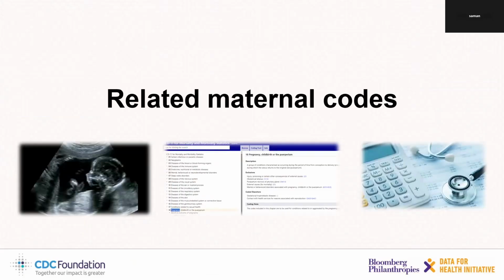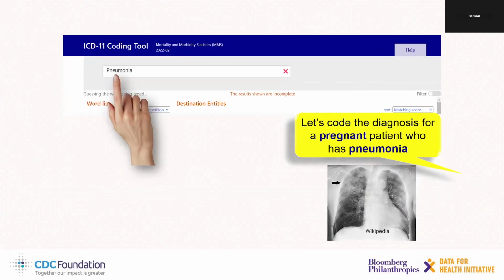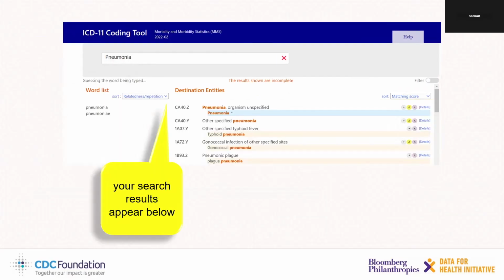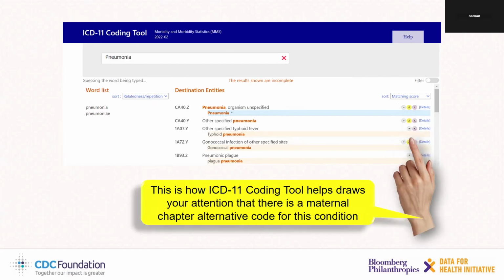Let's move on to another feature of the ICD-11 coding tool, related maternal codes. Let's code the diagnosis for a pregnant patient who has pneumonia. In the search bar, we type pneumonia. Your search results appear below. We have a code for pneumonia, CA40.Z, pneumonia organism unspecified. However, notice the yellow J icon. This is how the ICD-11 coding tool draws your attention that there is a maternal chapter alternative code for this condition.